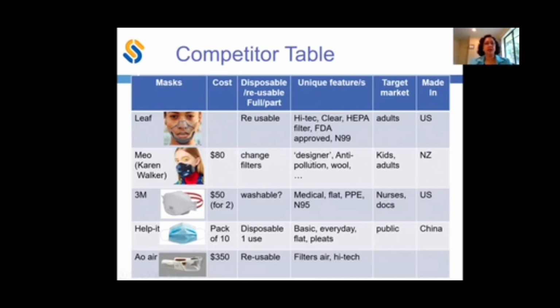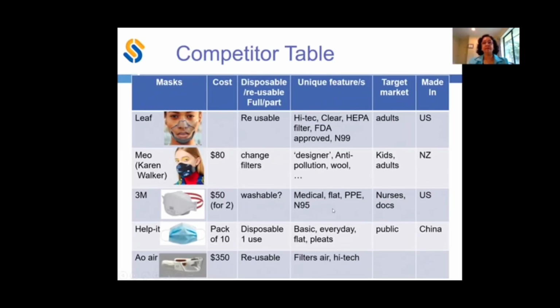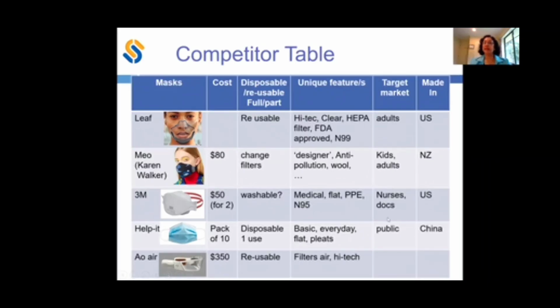So some of these products here are high tech, some are really designer and fashionable, as the second one here. Some are medical, and they are N95, which is a really good level of filtration. And then you've got the target market they're aimed at. Are they aimed at adults or children or nurses and doctors or the general public? And then which country is it made in? So this sort of information put on one page is so useful because then you can see how your new product or idea can fit in, okay?